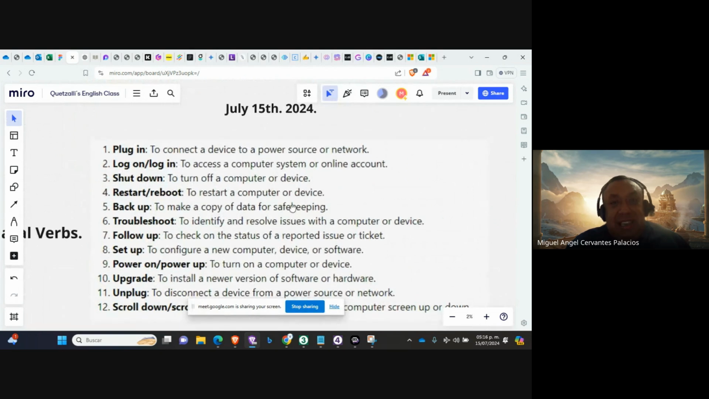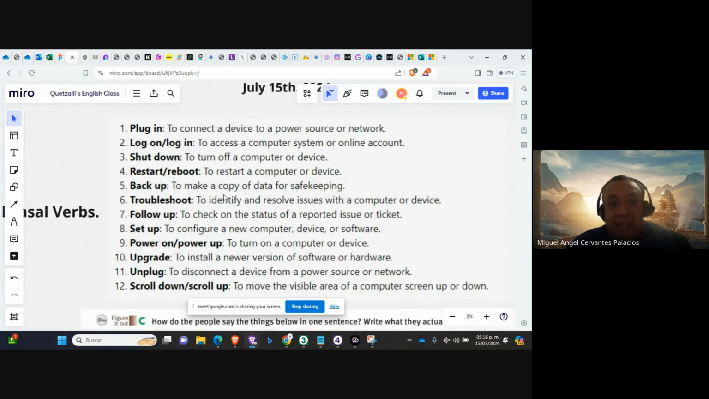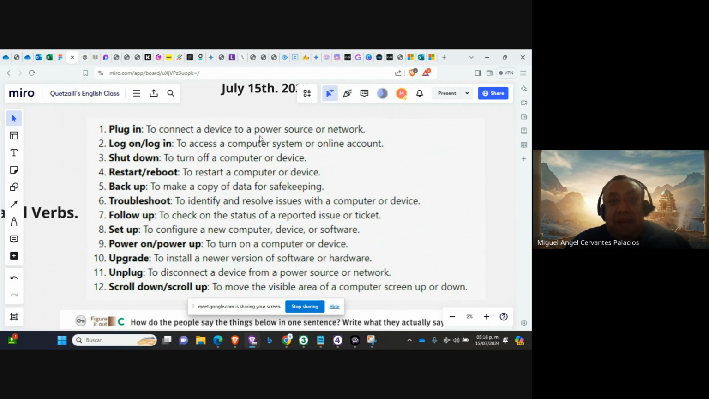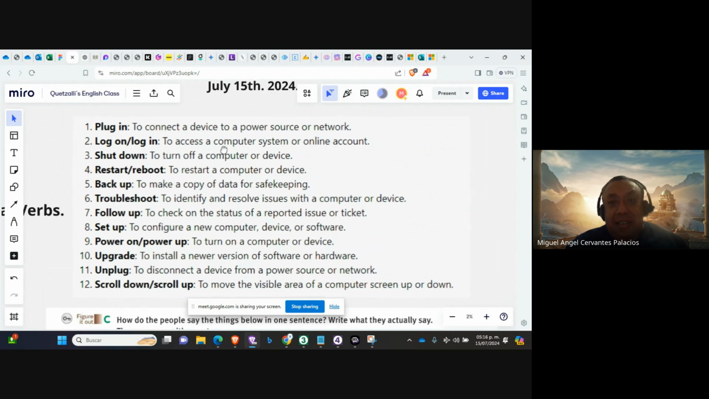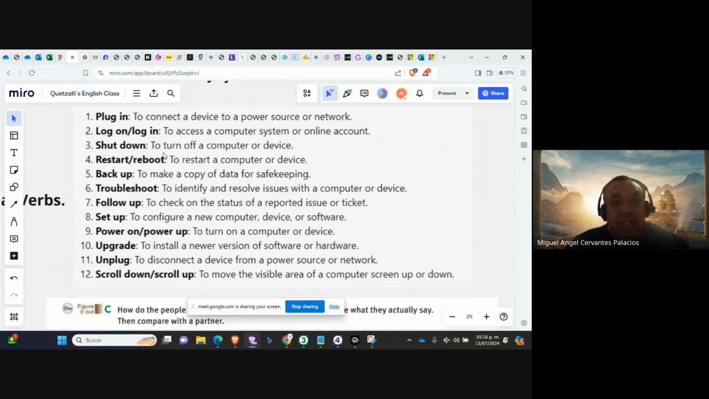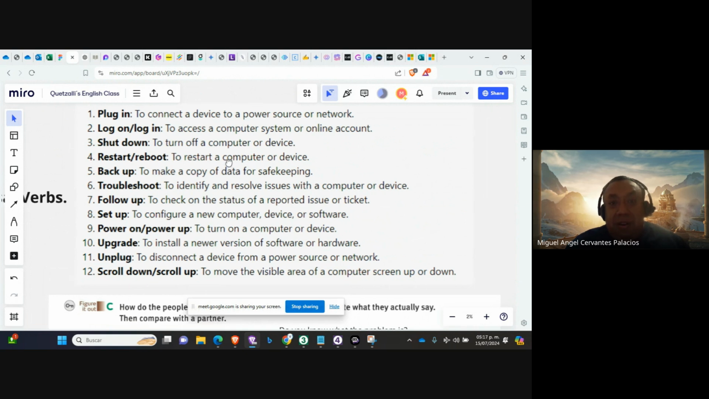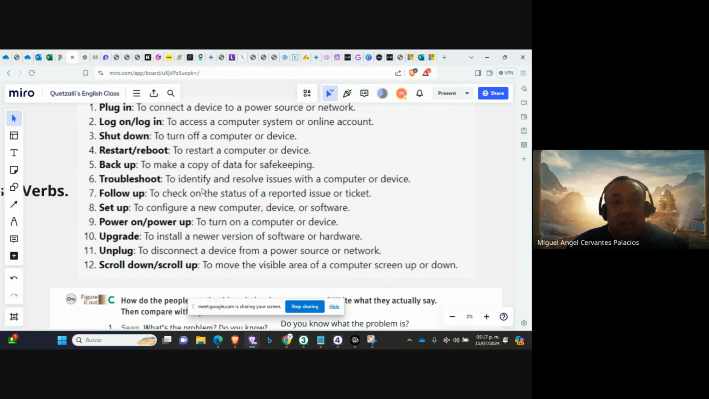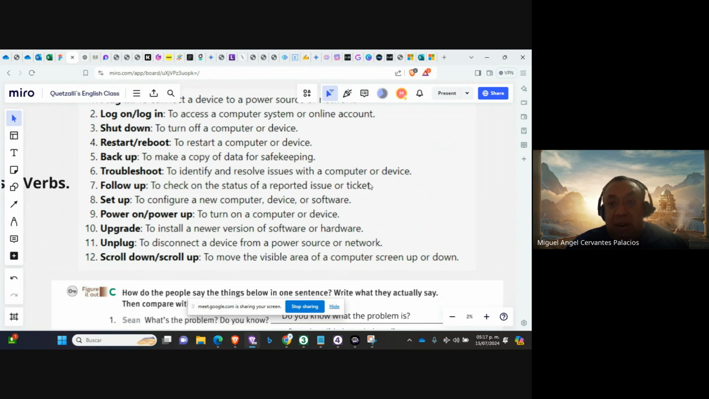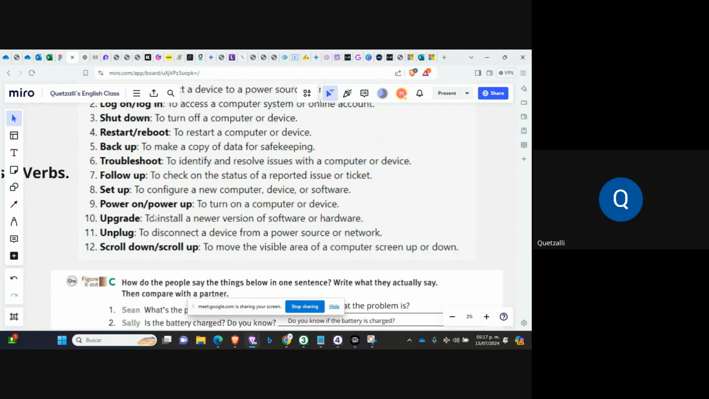All right. So here, let's learn some tech phrasal verbs, okay? First, I will read. Plug in, to connect a device to a power source or network. Log on, log in, to access a computer system or online account. Shut down, to turn off a computer or device. Restart, reboot, to restart a computer or device. Backup, to make a copy of data for safekeeping. Troubleshoot, to identify and resolve issues with a computer or device. Follow up, to check on the status of a reported issue or ticket.